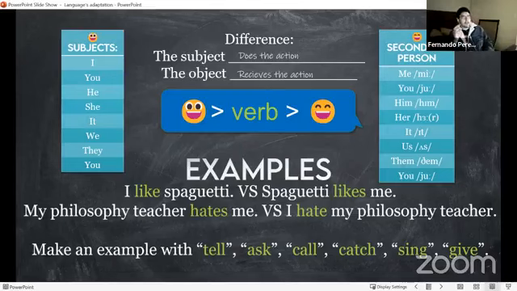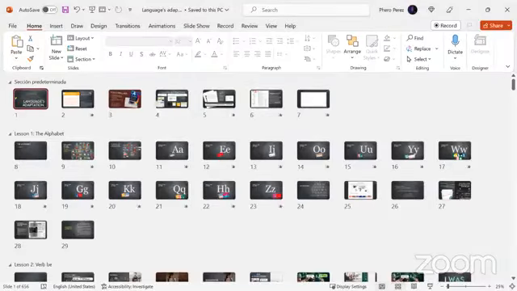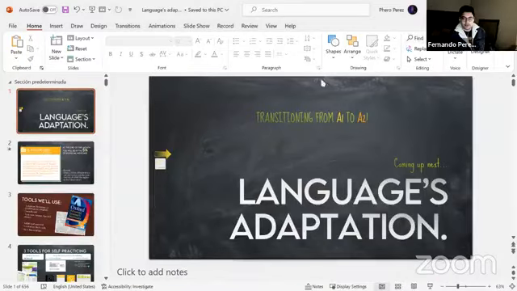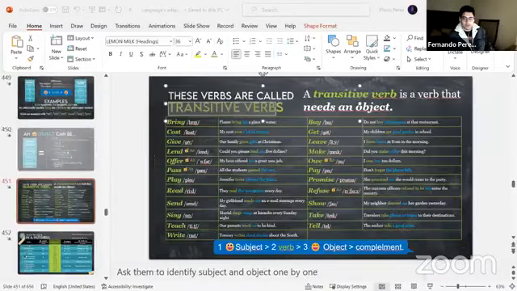So now that Benji is here, Benji, we are talking about pronouns because we have a lot of problems with pronouns. I am checking the exams and I can see that we have to review this once again. So give me an example using a transitive verb. Give me an example, Benji, with the verb bring, for example.